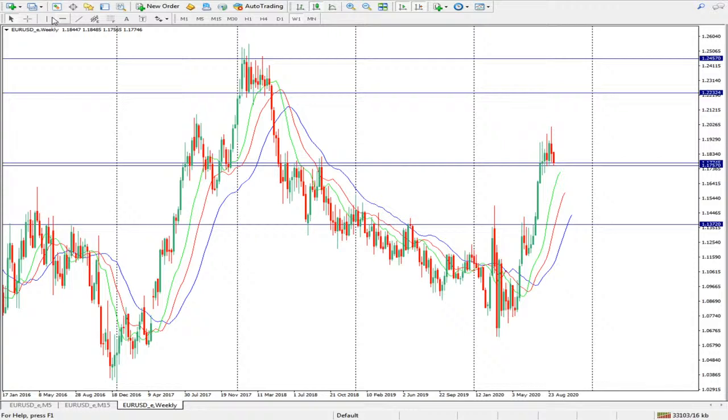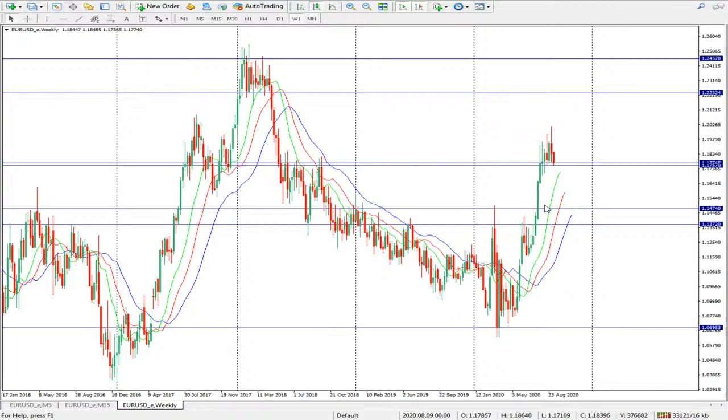Then the next level is this one. On the lower side, we do have this. We also have a minor resistance here, and then another support here. So in case of a break below 1.1750, we do expect a continuation towards 1.14740.